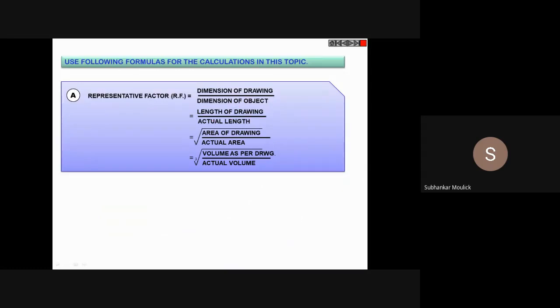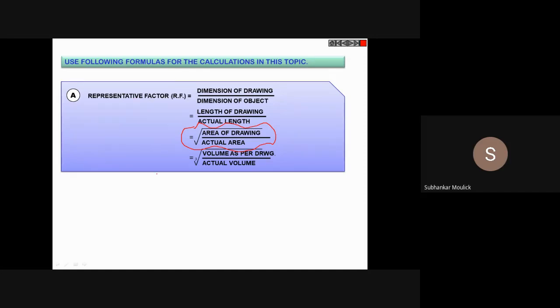It can be length of the drawing divided by actual length of the object. It can be under root area of any drawing divided by actual area of the object. And if you see the first assignment, first question, this formula will be applicable. Because in that question it is given that there is a rectangular field whose actual area is say 100 centimeter into 400 centimeter. Represent that area by some line, by some scale with the help of proper scaling factor. Some kind of question is like that.